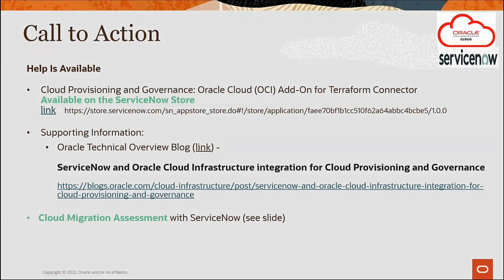So a call to action for Oracle folks, partners that are on the call, and of course, end customers that might be listening: the key thing is it's free and it's available. The full name is up there, the Cloud Provisioning and Governance, Oracle Cloud OCI add-on for Terraform Connector. It's available today in the ServiceNow store. If you're current, I believe it's going to be 2 levels back initially, and then over time, it'll be current plus 1 level back customer.